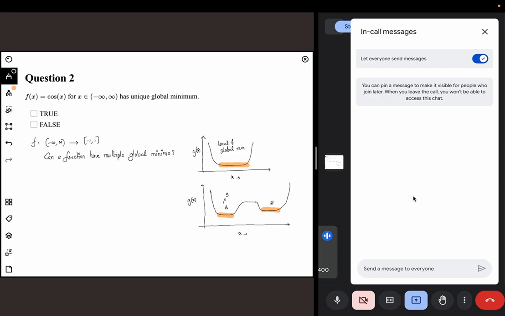So this is global and this is local. So all global minima are actually local minima. That is straightforward, so the answer is just right. You can have multiple global minima. Somewhere you have something like this, a flat region, and all of these are global minima as well as local.